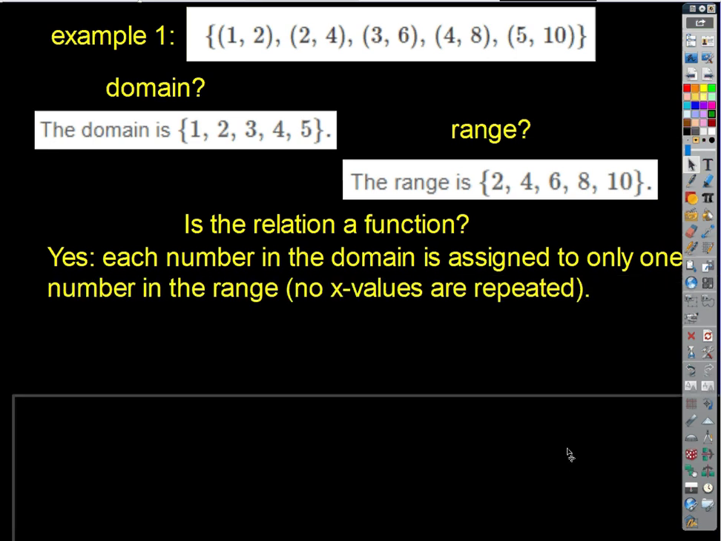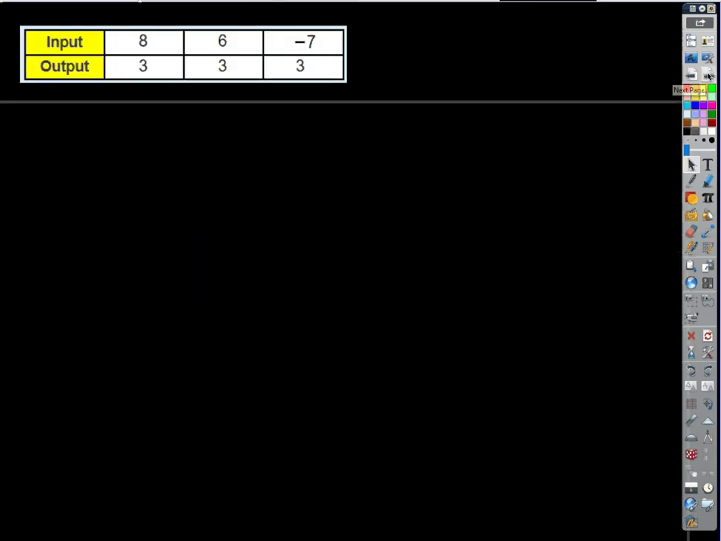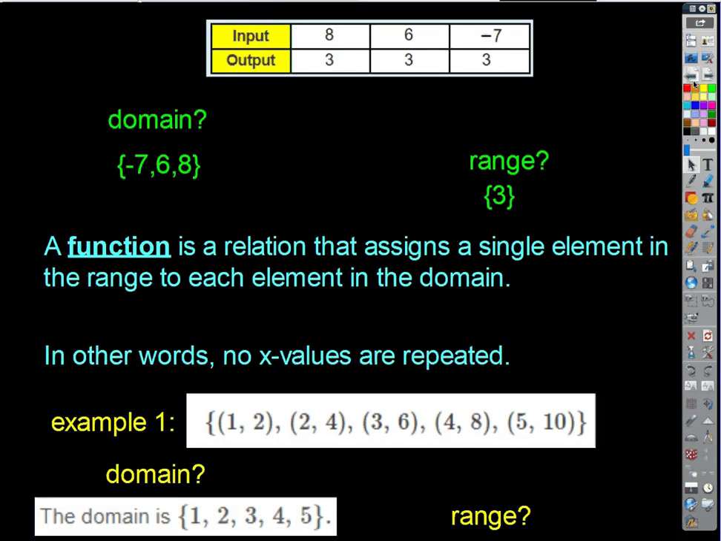Let's look at an example of that too. Like we did in the last one, look at the range. The range is just 3. We don't write 3, 3, 3. We just write 3.